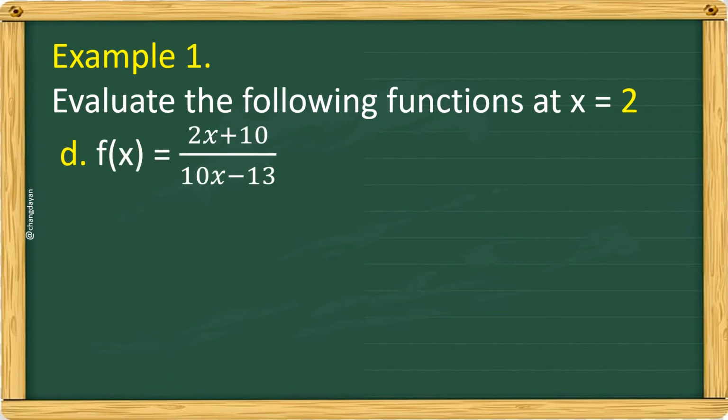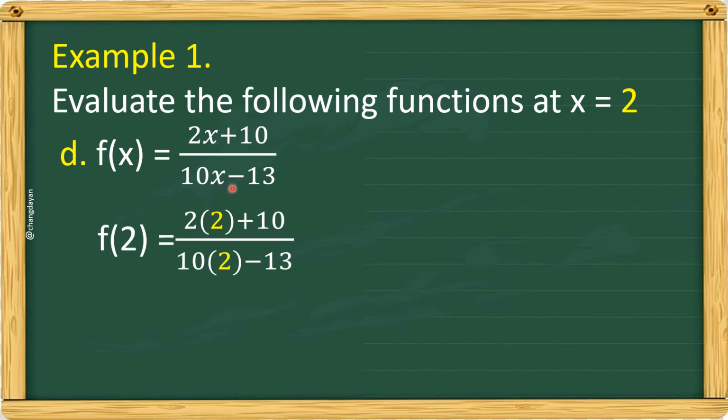Next, we have f of x equals (2x plus 10) all over (10x minus 13). Again, substitute 2 to your x. So, palitan natin ang x ng 2. So, you have here, for f of 2 equals (2 times 2 plus 10) all over (10 times 2 minus 13).